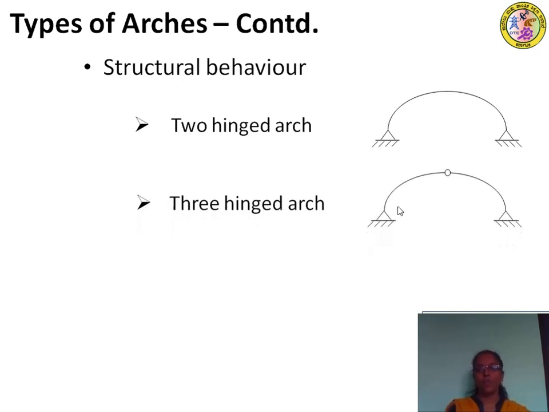So for the same two-hinged arch, if an internal hinge is provided on any other point of the arch, it is called a three-hinged arch. Apart from the two hinges at the supports, we have an internal hinge on the rib of the arch. Therefore, the name is three-hinged arch. Next is fixed arch. The arch is fixed at both the ends. As the name suggests, it is fixed at both the ends. Therefore, it is called a fixed arch.